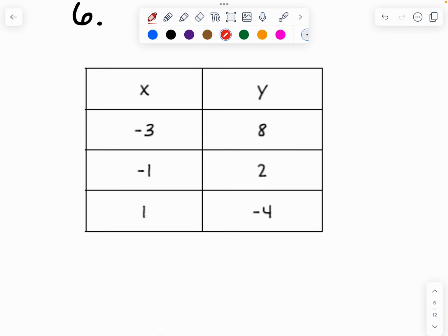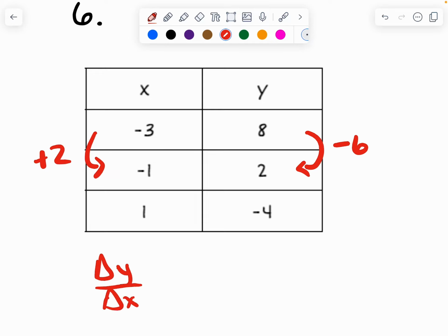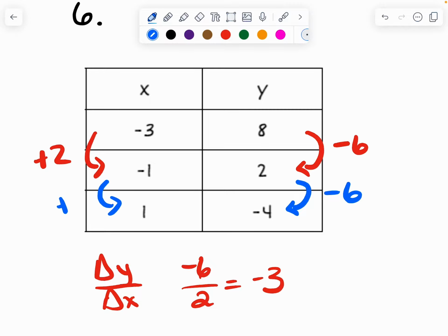This one, I'm going to go from here to here, and here I go down. So I went down 6. From here to here, I went up 2. So the change in y over the change in x, so negative 6 over 2, which gives me negative 3. If I had used these 2 points to get from 2 to negative 4, I went down 6. Right here, I went up 2, and it would have been the exact same thing.